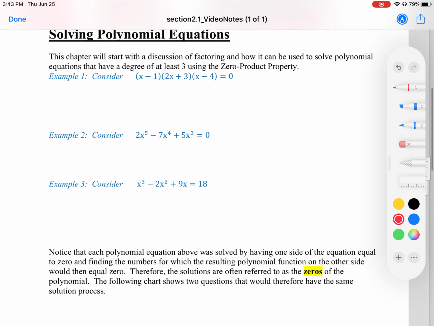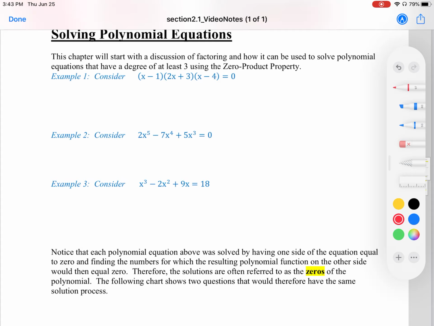Solving polynomial equations. This chapter will start with a discussion of factoring and how it can be used to solve polynomial equations that have a degree of at least 3 using the zero product property. So this first example, well, I'm assuming most of them are going to deal with the zero product property. For this first example, we see that we have these numbers in parentheses. We have x plus 1, 2x plus 3, and x minus 4.